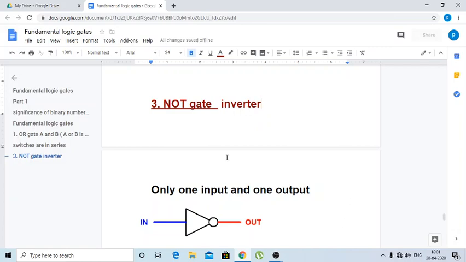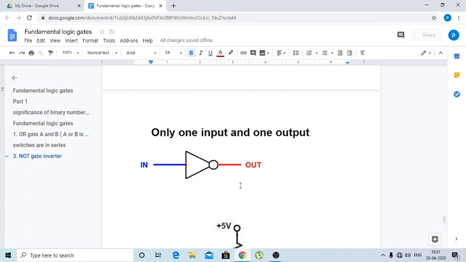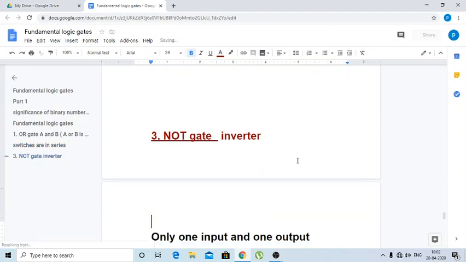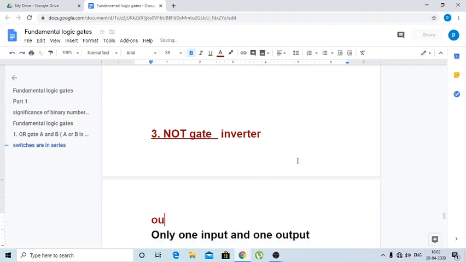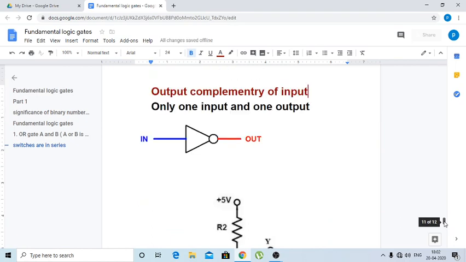That is the reason why it has only one input and one output, whereas output is the complementary of input. Whatever the signal is passed, then we will have exactly the opposite output here. So this is the symbol of the NOT gate.